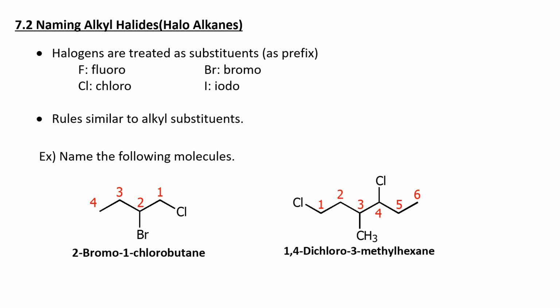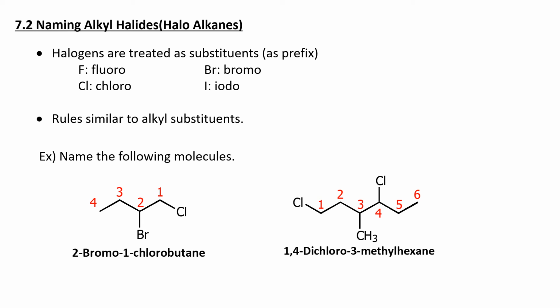So we begin with naming alkyl halides or haloalkanes, and we simply treat the halogen atom as if it were a substituent, and we give it a name. Like if you see a fluorine atom attached to a carbon chain, that would be a fluoro group. And we have chloro, bromo, and iodo groups. The naming is exactly as we did with alkyl substituents. So let's look at a few examples.